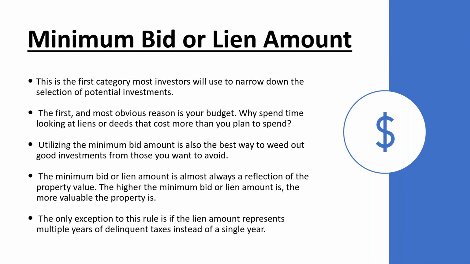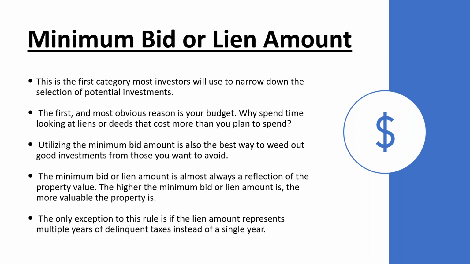So like we talked about, the first thing we're going to look at is the minimum bid or the lien amount. With the minimum bid, that could be where a tax deed is going to start out, or it could be the lien amount, as far as how much we have to pay to buy that tax lien certificate.